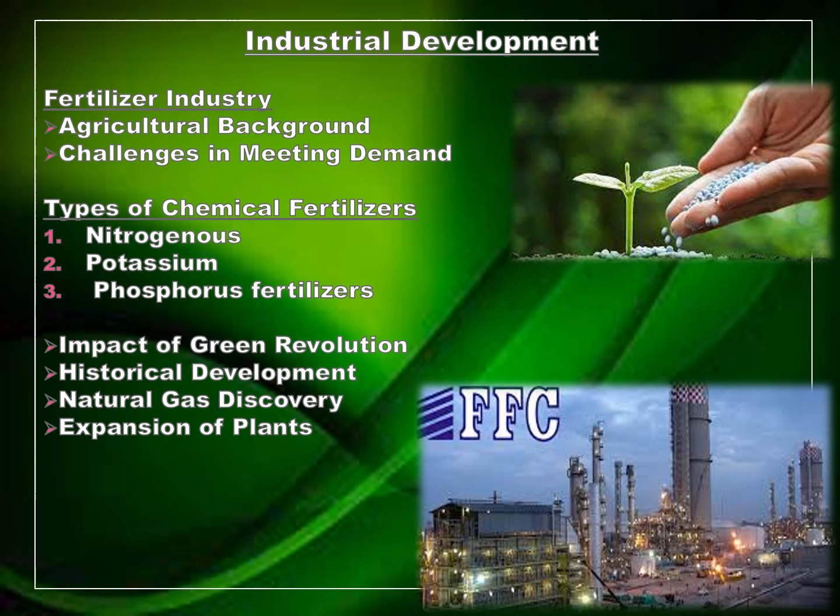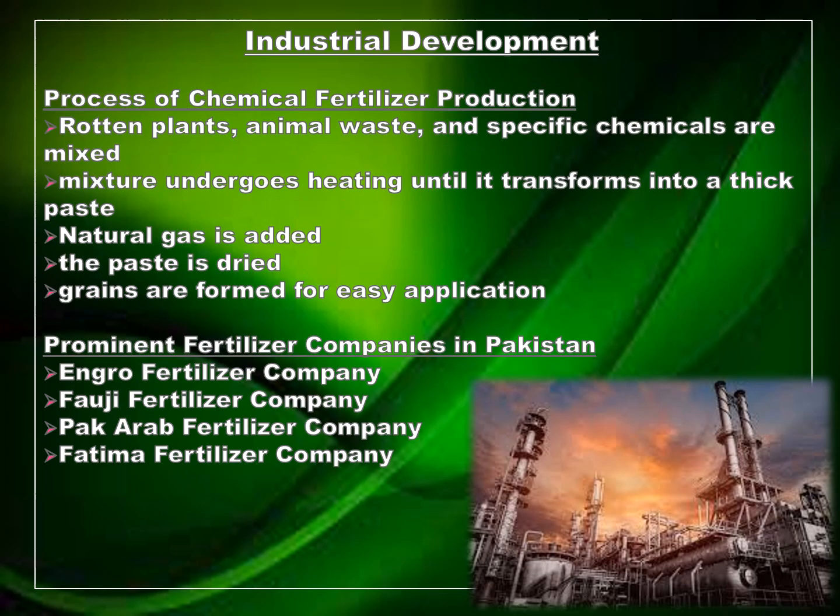So if we talk about the processes of chemical fertilizer production, rotten plants, animal waste and specific chemicals are combined in a large iron container, and the mixture undergoes heating until it transforms into a thick paste. Natural gas is added in its raw form without burning, meaning in a cooler form. In the final stage, the paste is dried and grains are formed for easy application. They are like smaller ball-like grains. Prominent fertilizer companies in Pakistan are Angro Fertilizer Company, Fauji Fertilizer Company, Pak Arab Fertilizer Company and Fatima Fertilizer Company.